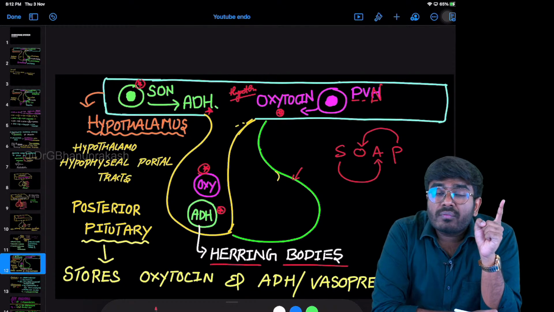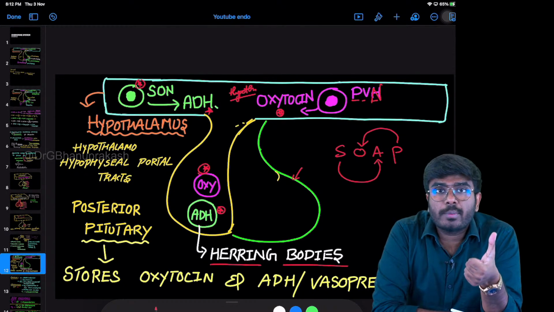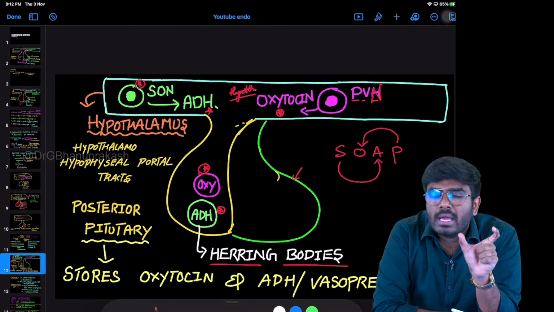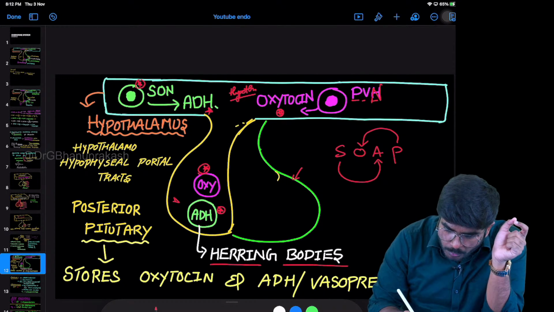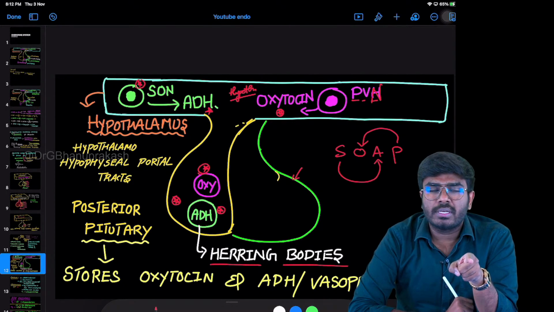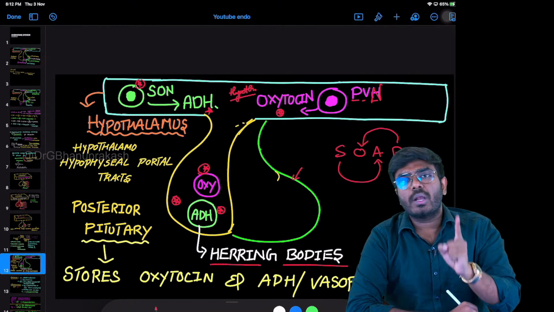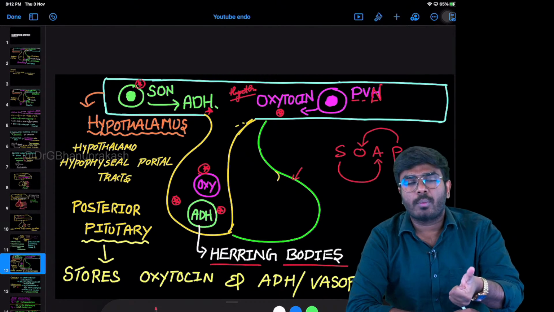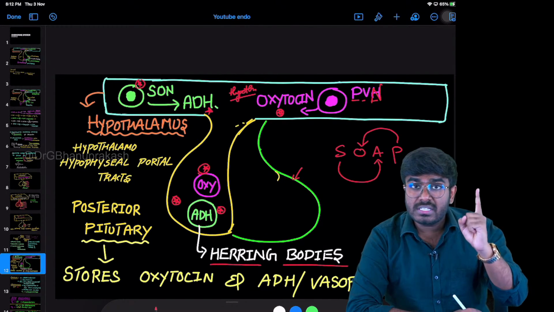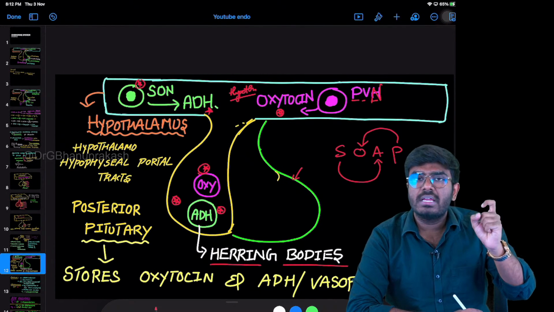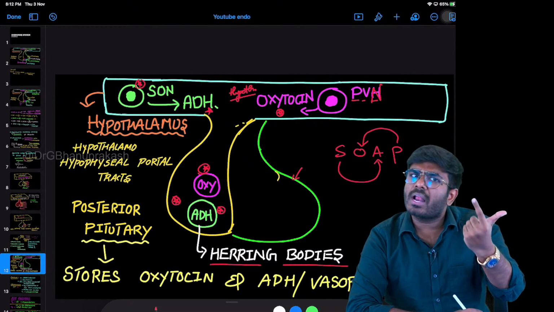Now question, from where are these hormones getting produced? From the hypothalamus, sir. And now where are they getting stored? Now these hormones are getting stored in the posterior pituitary. So never ever say that posterior pituitary is synthesizing antidiuretic hormone or oxytocin. Synthesis is all the time happening in the hypothalamus from supraoptic nucleus as well as paraventricular nucleus.